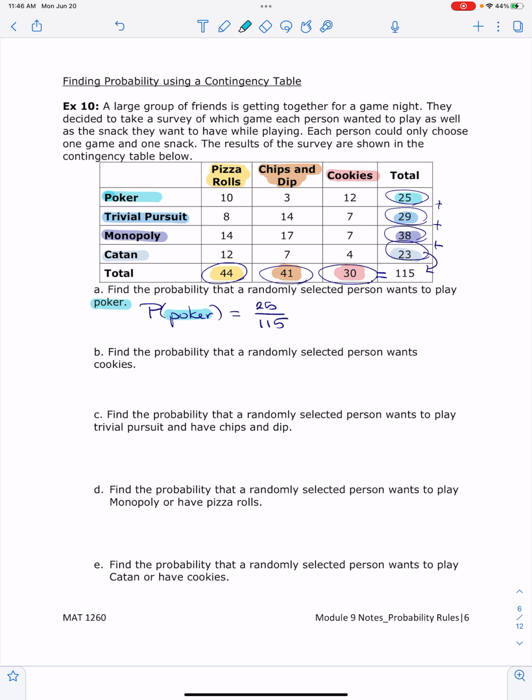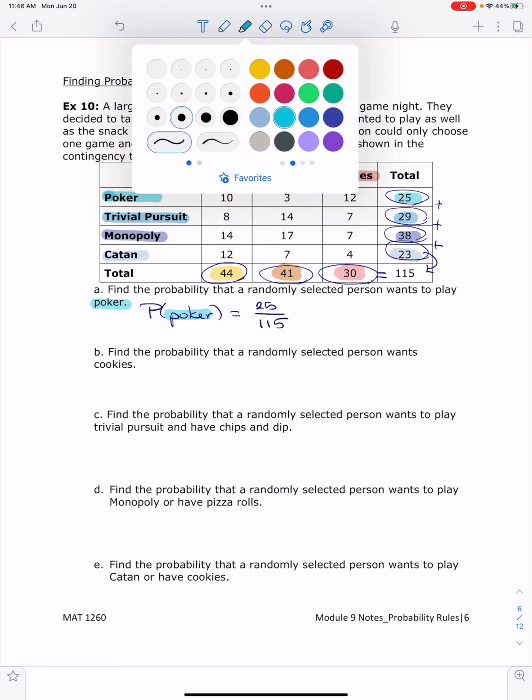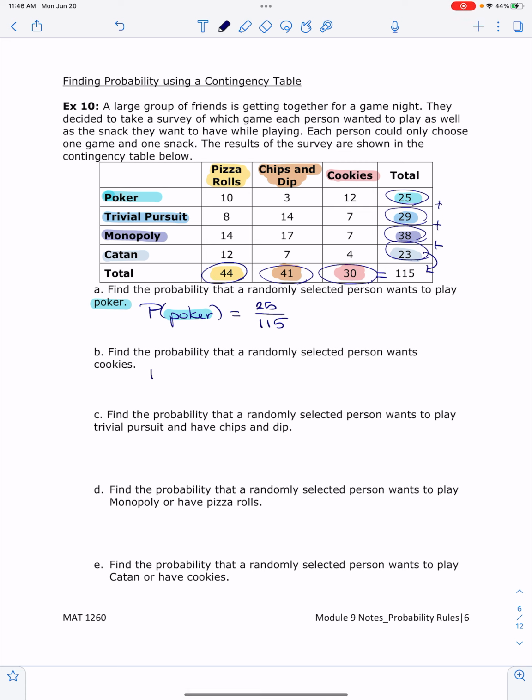Find the probability that a randomly selected person wants cookies. So we've got the probability of cookies. And we take a look down at our cookie total. We have 30 total people who want cookies out of the 115 of our friends. That's an awfully large party to be playing games. But that's fine. All good.